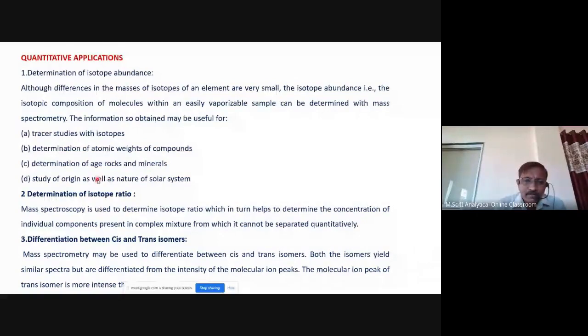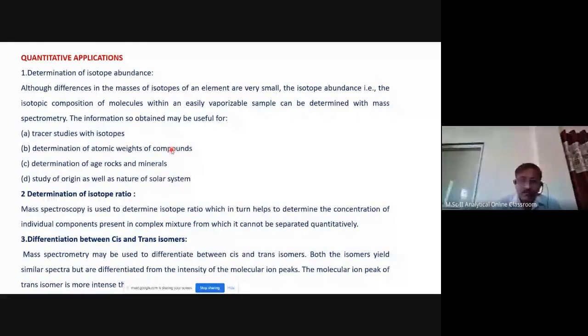In the study of the origin as well as the nature of the solar system, the whole study is mostly carried out by using mass spectrometry, and that's why it is very useful and can be applied to a number of sectors. Then it is also useful to determine the isotope ratio.